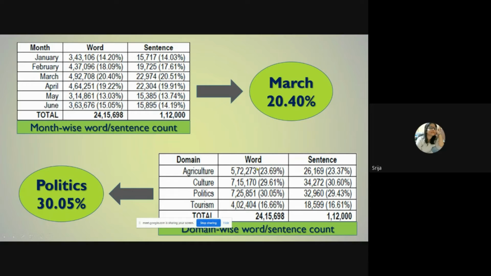Okay, so next I am showing you the domain-wise word and sentence count. Here you can see that politics has the highest data coverage, news text coverage, whereas tourism, as mentioned earlier, has the lowest. And I have mentioned this earlier as well, that each of the domains was to have 50,000 words for each city. So again, we have tried to maintain the consistency as much as possible, but because tourism and agriculture depleted the data quickly compared to culture and politics, there's a difference between the percentages.